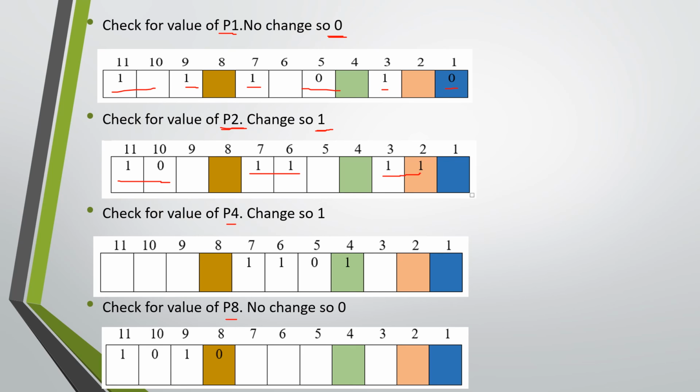Next, find the value of P4. For that purpose, use position numbers 4, 5, 6, 7. Again, the count of 1s is 3, which is odd, meaning a change in parity. So take the value as 1. And last, check P8 by positions 11, 10, 9 and 8. There is no change in parity, so take the value as 0.